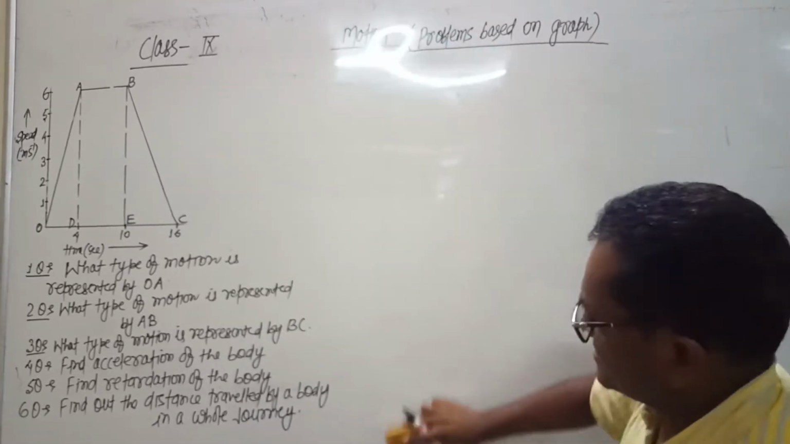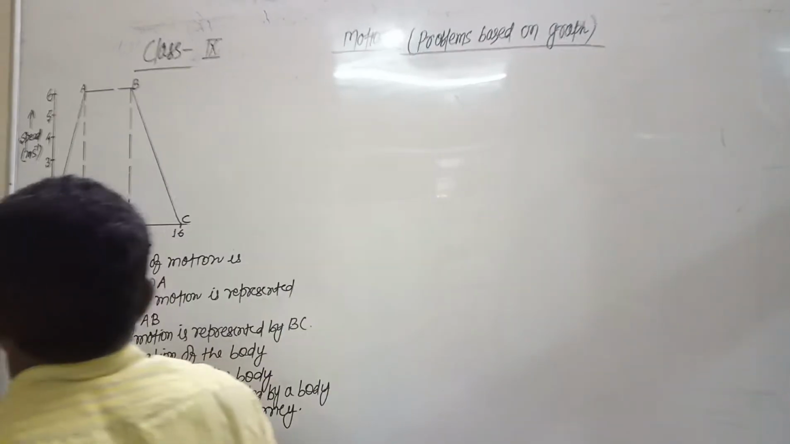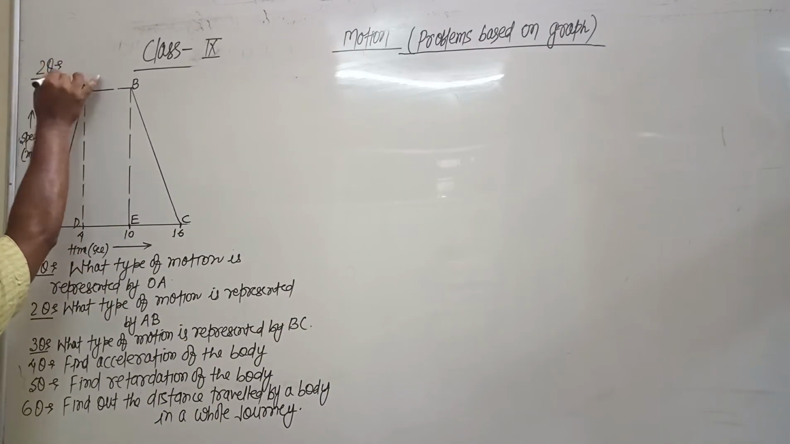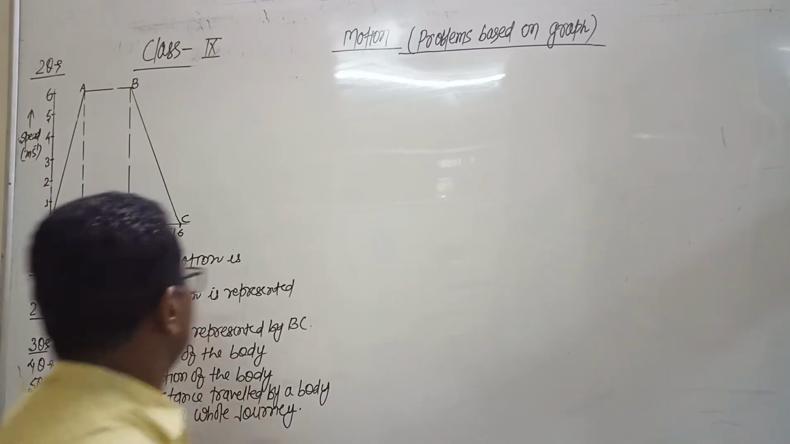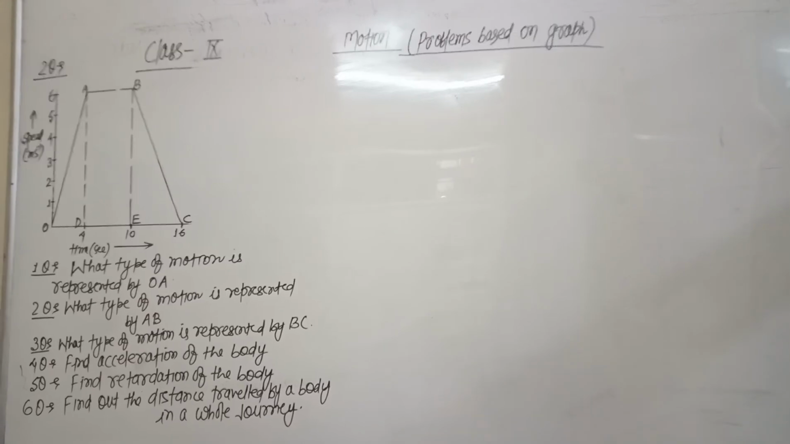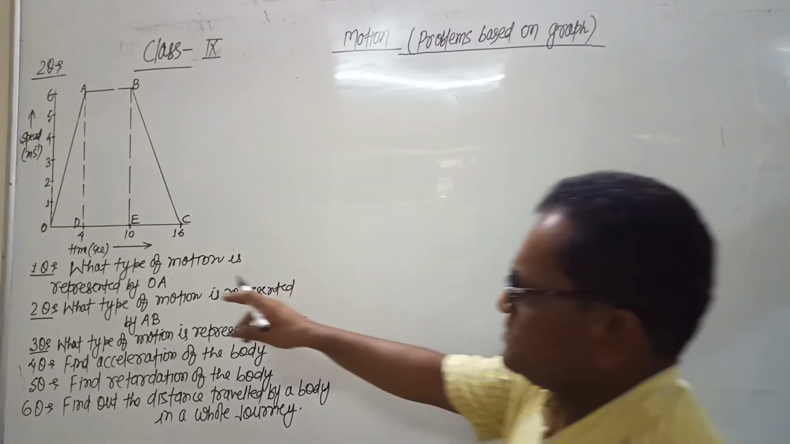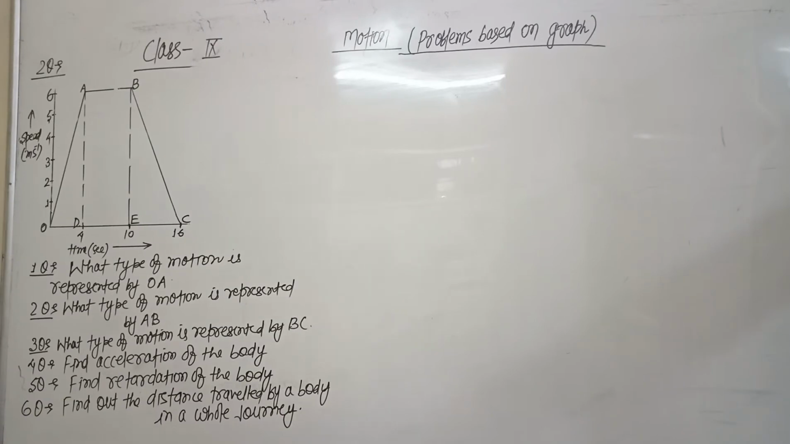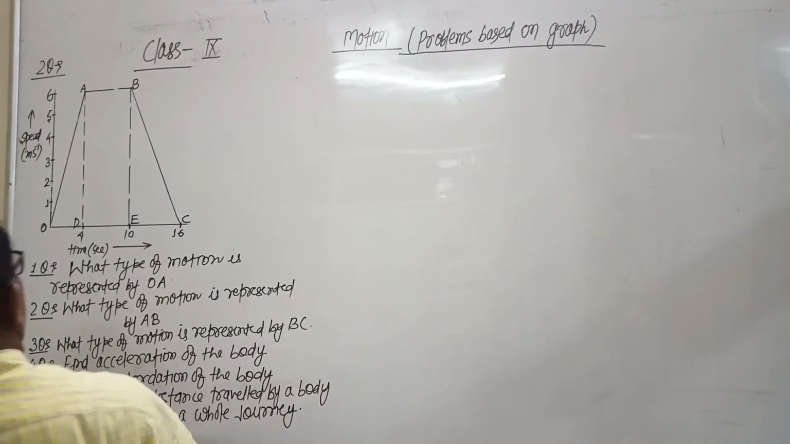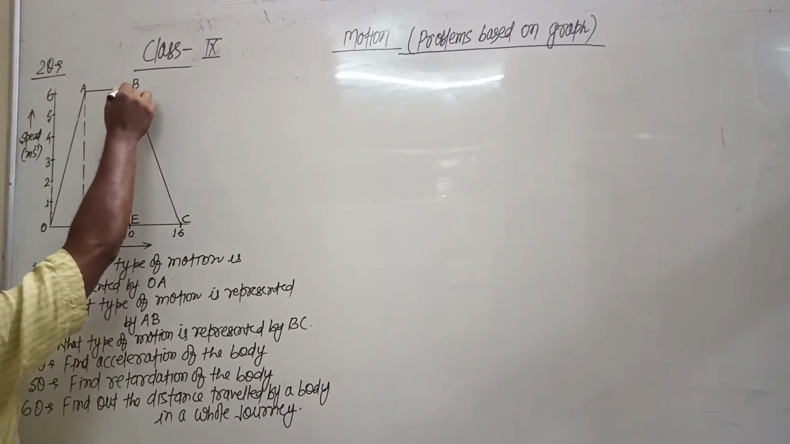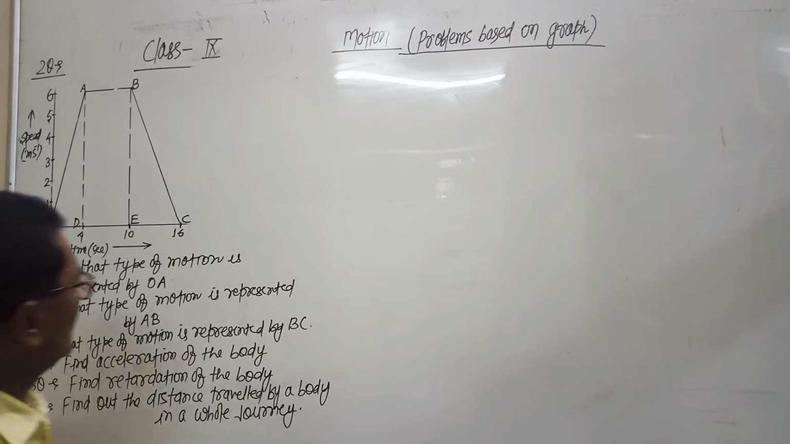Now we will discuss the next question. Question number 2. This is the speed time graph. In question number 2, we have a speed and time graph, and the graph is OA, AB and BC.